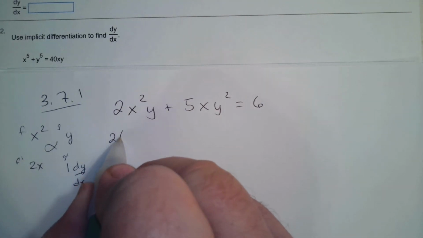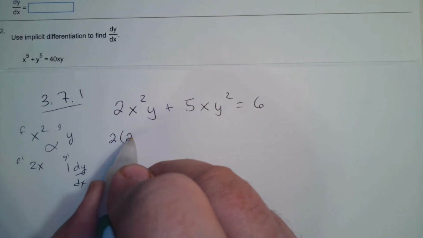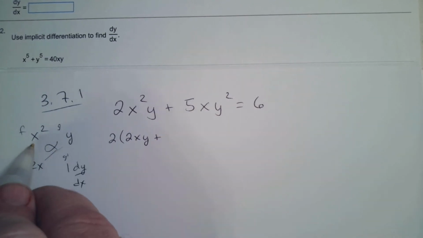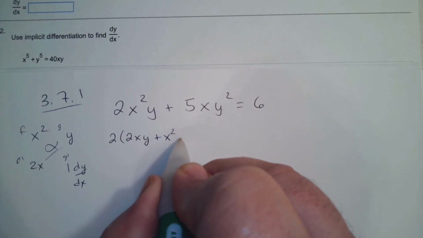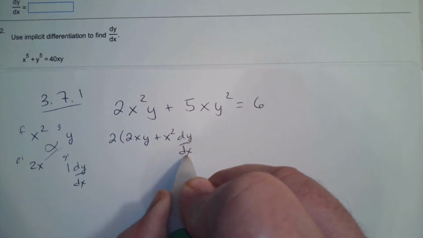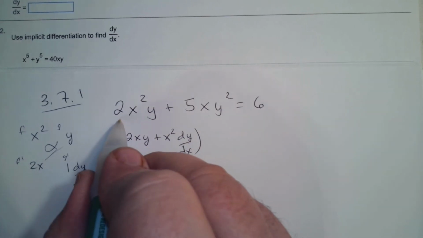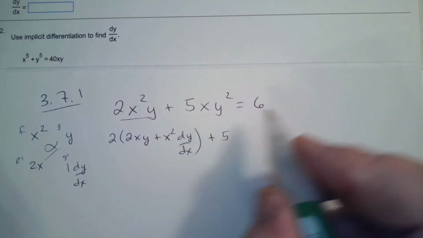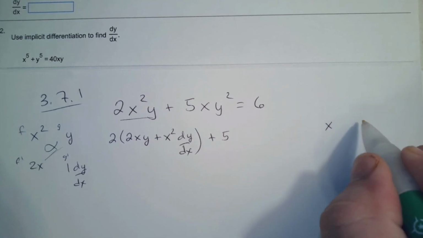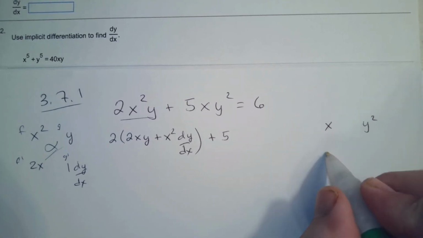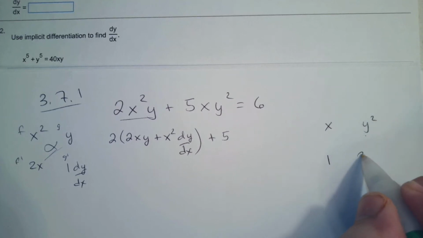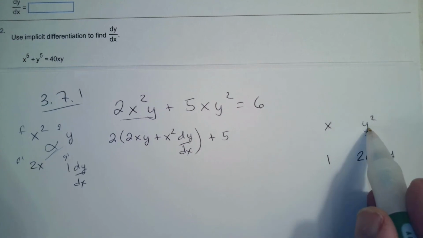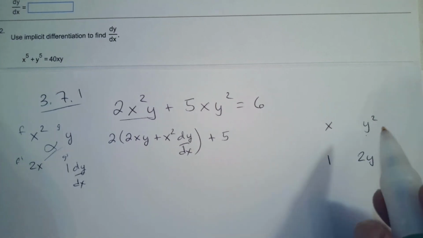So it's 2x times y, 2xy, that's these two, plus x squared dy/dx. That's the derivative of this first part. We do the same thing here. x y squared, derivative of x is 1, derivative of y squared is 2y. Remember, dy/dx. Anytime you take a derivative of y, you have to put a dy/dx.